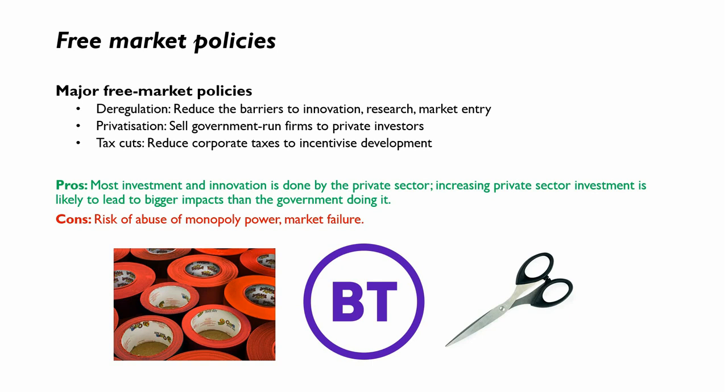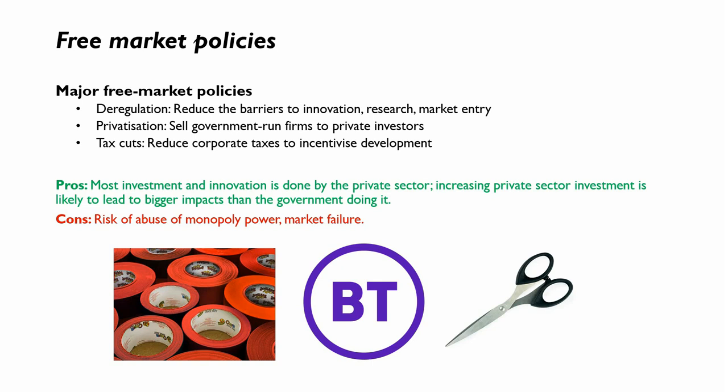On the other hand, if we just let the free market operate, the risk is market failure, particularly the risk of monopoly power and firms abusing that power. And so what we tend to find happening is that in the UK at the moment, generally these free market policies have dominated. Most governments have argued that the private sector is really good at generating these supply side improvements, but that there does need to be some regulation.